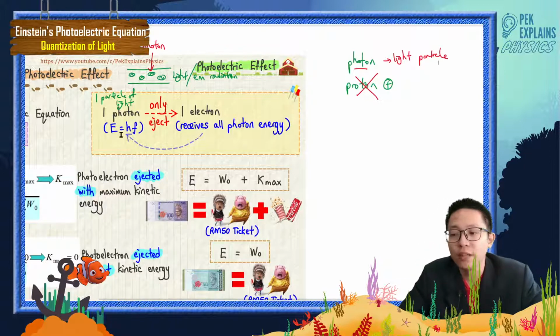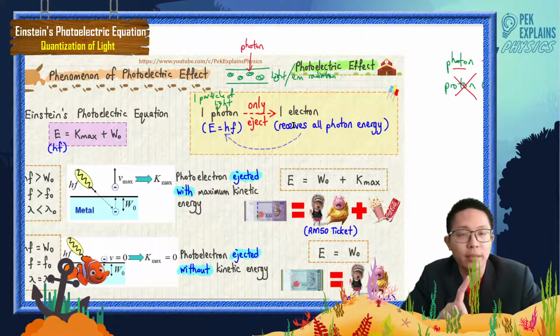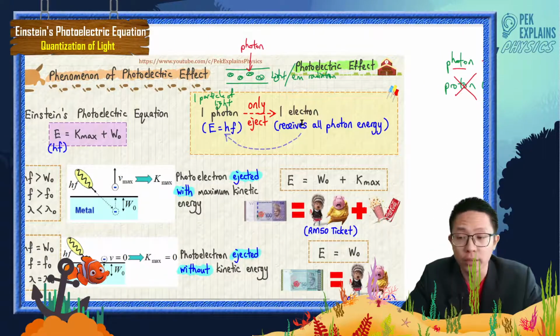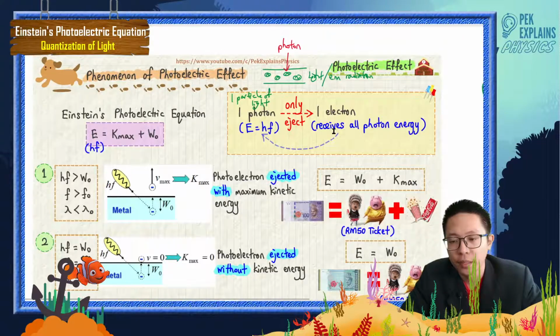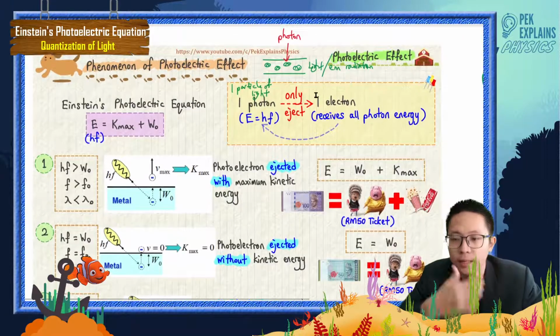So one photon only ejects one electron. It won't eject more than one. Sometimes it can eject the electron, sometimes it cannot eject the electron. It's just a matter of can or cannot. How to know whether it can or cannot eject the electron? Later we will see.